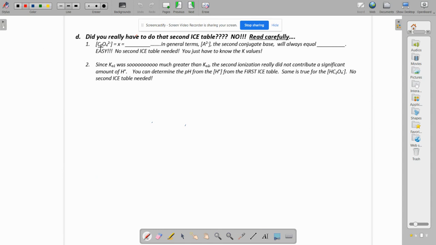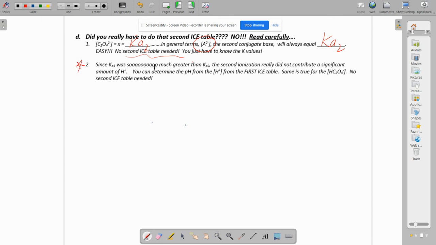So point number one, the C2O4 2 minus, the second conjugate base, was equal to Ka2. And in general, A2 minus, that's like code for the second conjugate base, because you got rid of the first H, and then you got rid of the second H, so that's why it's A2 minus, will always be equal to Ka2, okay? No second ice table needed. And then why is that?